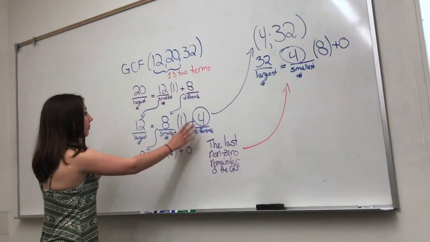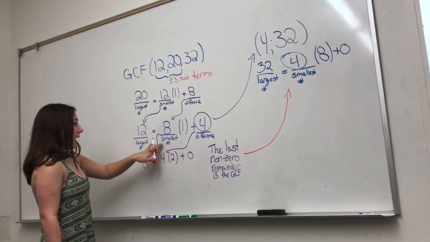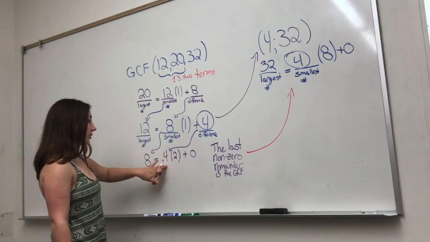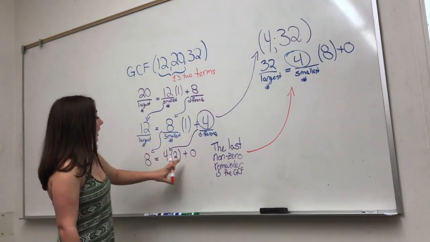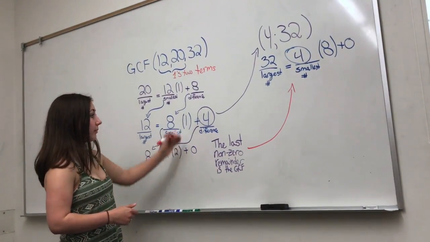And now doing that again, bringing the numbers down that are on the right side to make a whole new equation. 8 is the larger, so it's going to go on the left side, and 4 is the smaller one, so it's going to go on the right side. And 4 goes into 8 2 times, and it has a remainder of 0. And then the last non-zero remainder is the GCF, so that would be 4.